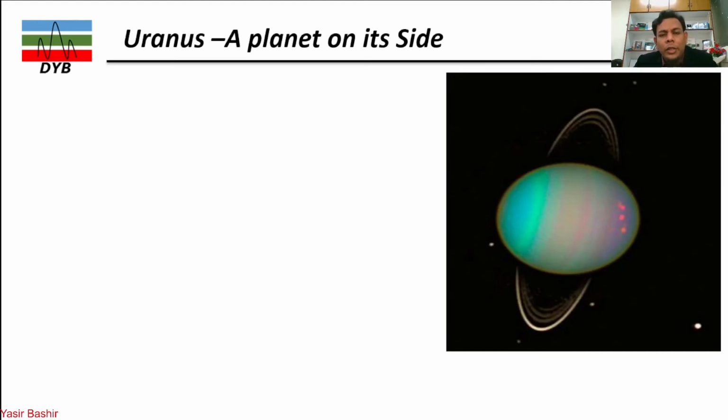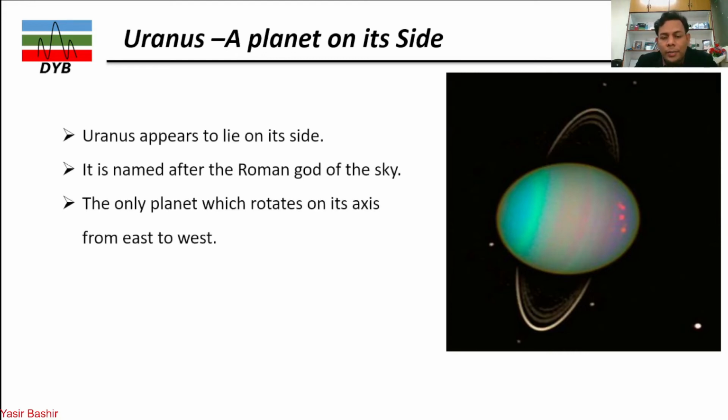Now moving to the seventh planet, which is Uranus, the third planet of the outer category. Uranus is also called the planet on its side. The uniqueness of Uranus is that it does not rotate from east to west, but rotates north to south. So Uranus appears to lie on its side.